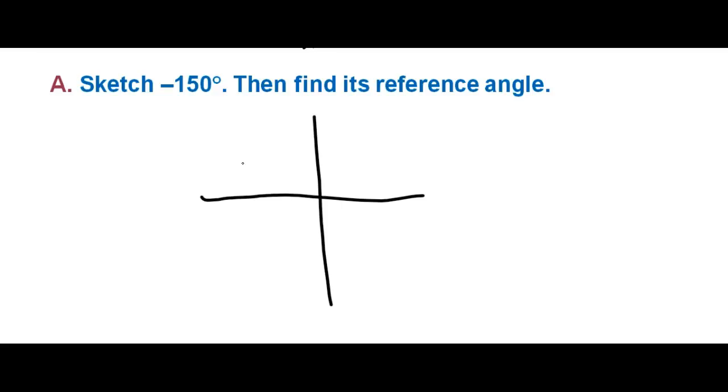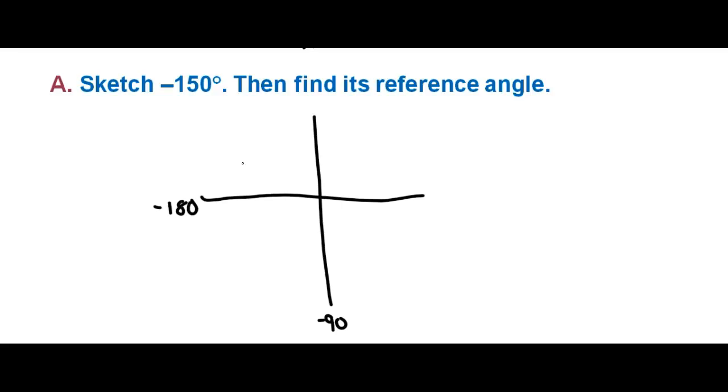And since it's negative, we want to start by going below the positive x-axis. So this would be 90 degrees, and then this would be 180 degrees. So we know negative 150 degrees. I should say this would be negative 90, and this would be positive or negative 180. But negative 150 would lie somewhere in between these two angles.